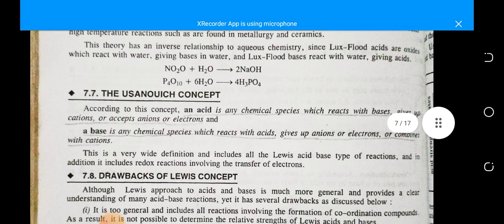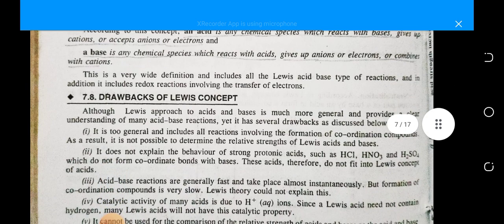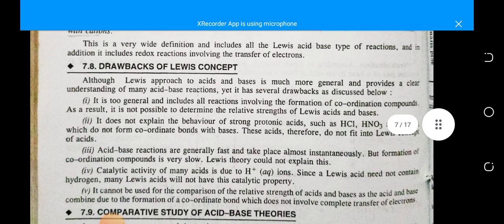The Usanovich concept. According to this concept, an acid is a chemical species which reacts with bases, gives up cations or accepts anions or electrons, and a base is any chemical species which reacts with acids, gives up anions or electrons and combines with cations. This is a very wide definition and includes all the Lewis acid-base types of reactions, and in addition it includes redox reactions involving the transfer of electrons.